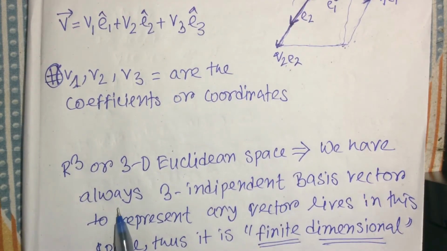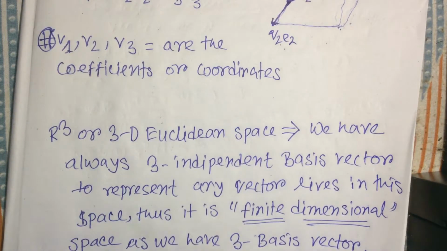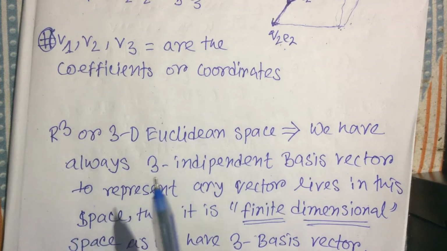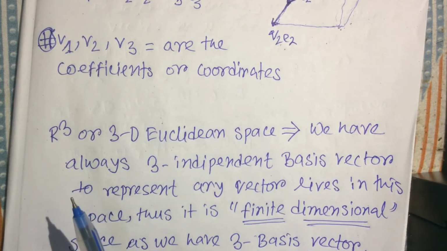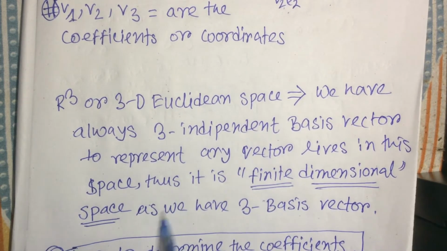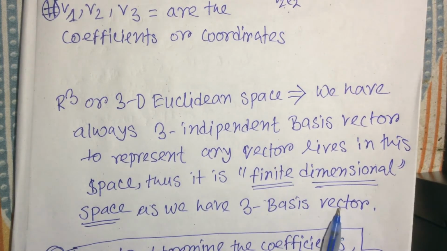Now, in R3, or 3D Euclidean space, we always have 3 independent basis vectors to represent any vector that lives in this space. But it's always better to choose our basis vectors as orthogonal to each other, because then it would be really easy to calculate or to visualize. Thus, this R3 space is called a finite dimensional space, as we have 3 basis vectors to represent any vector.